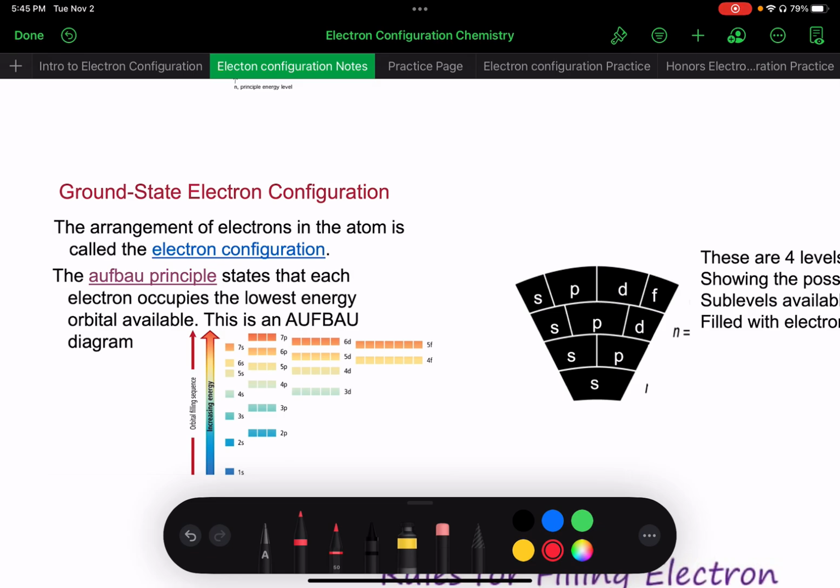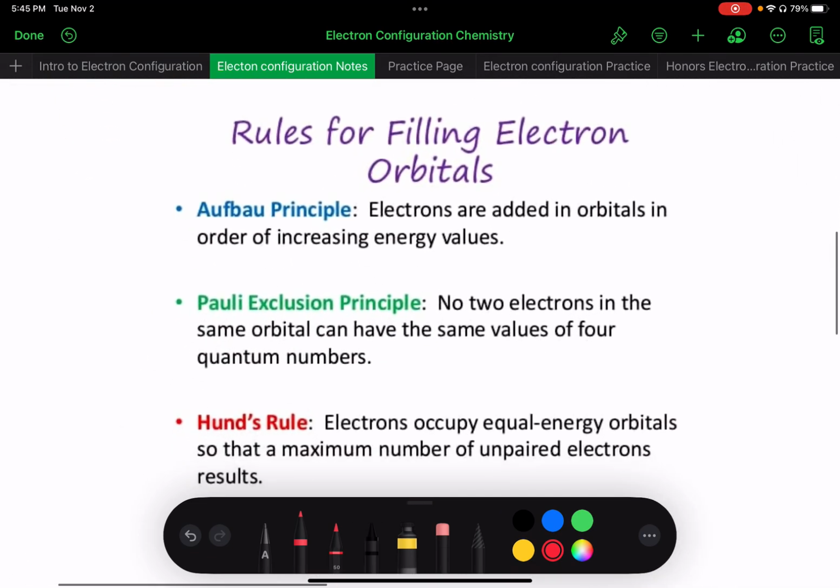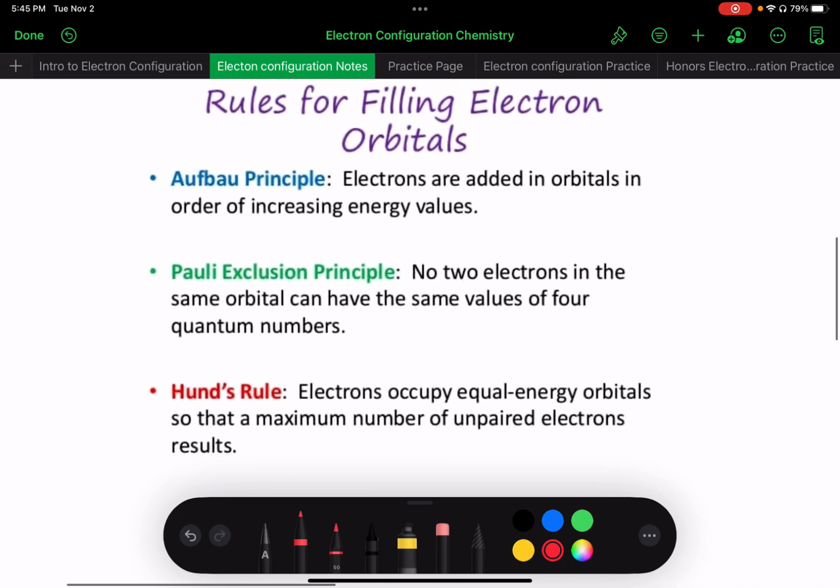Now, there are some guiding principles that guide us through this, and the three principles are the Aufbau principle, which is going to tell us that we always start at the lowest energy level. What it means is you always start at hydrogen. It's like playing a board game. You always start at the starting point. That's hydrogen.